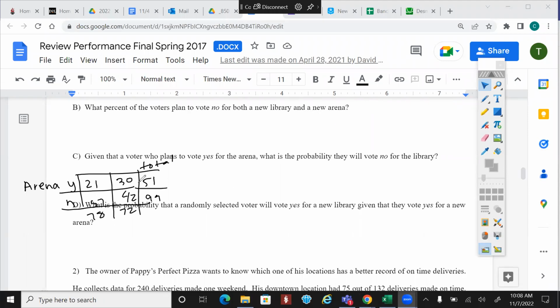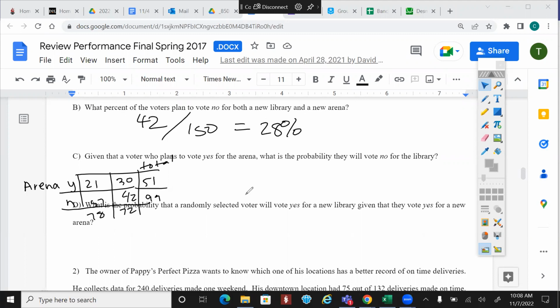Okay. So what percent of voters plan to vote no for both a new library and a new arena? So out of the 150, how many vote no for the arena and no for the library? 42 out of 150. Okay, so you're going to go into your calculator. You're going to type 42 out of 150, which is 28%.